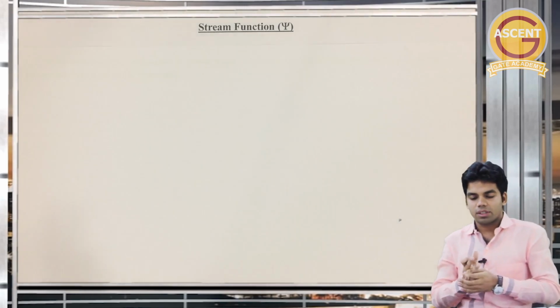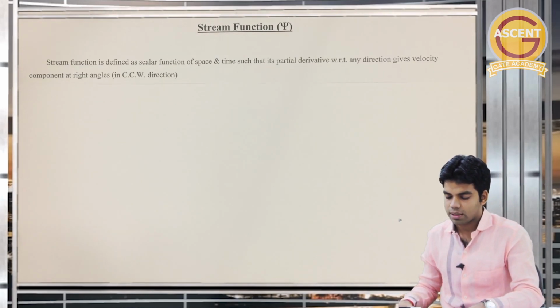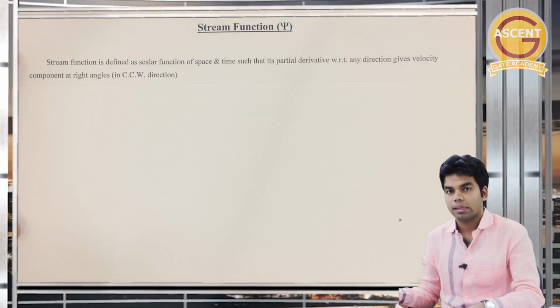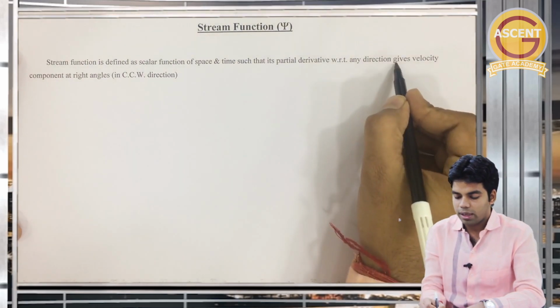Next is the stream function. Now what is the stream function? This is denoted by psi, and this stream function is defined as the scalar function of space and time such that its partial derivative with respect to any direction gives the velocity component at right angle in counterclockwise direction.